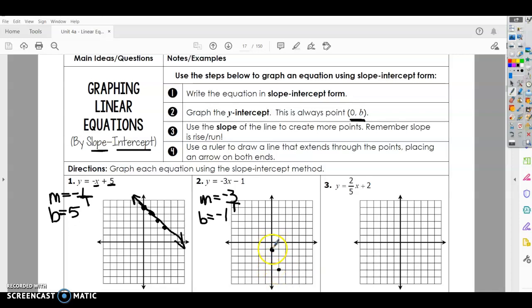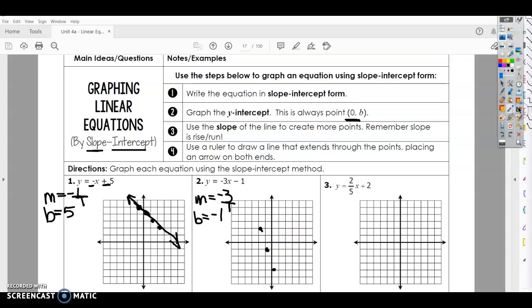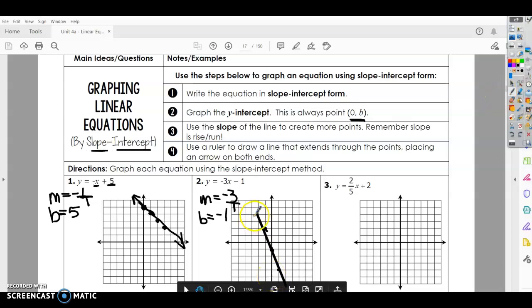Or you can go up 1, 2, 3, back 1. All right, and that creates your, well, let's see if I can draw a line here. I think it moved on me. But there you go.